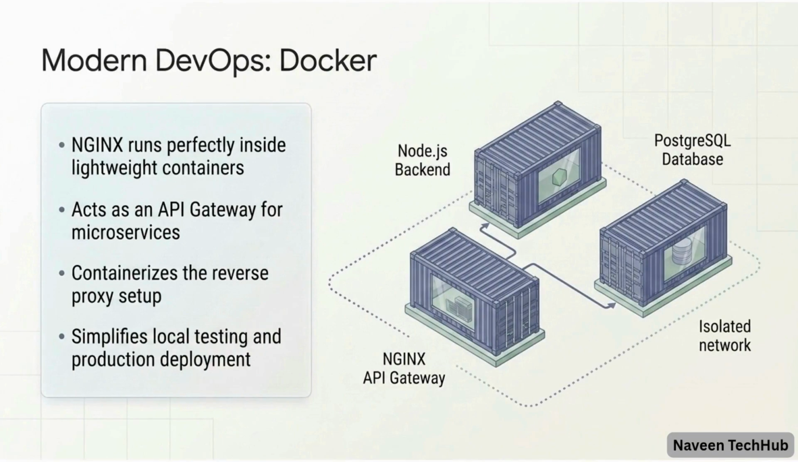Now we connect NGINX with modern DevOps applications. NGINX runs very naturally inside Docker containers. For example, imagine I have a Node.js backend, Postgres database, and NGINX container. Users do not need direct access to the Node.js service or database. NGINX can act as the front-facing gateway and forward only the required requests. This gives us cleaner network boundaries and makes local development, testing, CI/CD, and production deployments much easier to standardize.